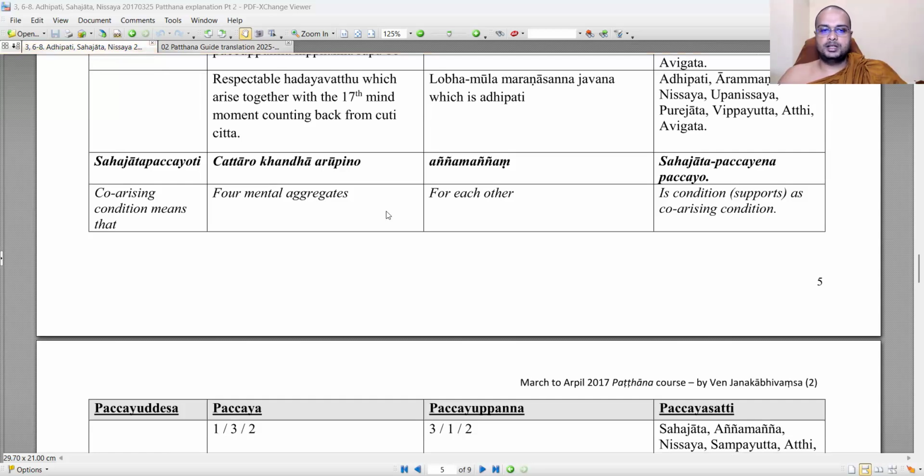Okay, so the non-disappearance condition, the Avigata Paccaya, has the same classification and subdivision as the presence condition, right? The same.